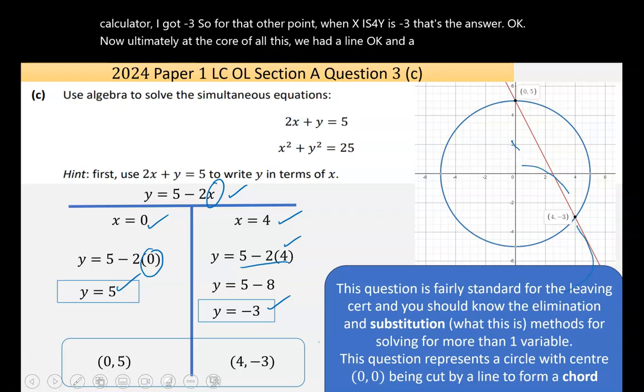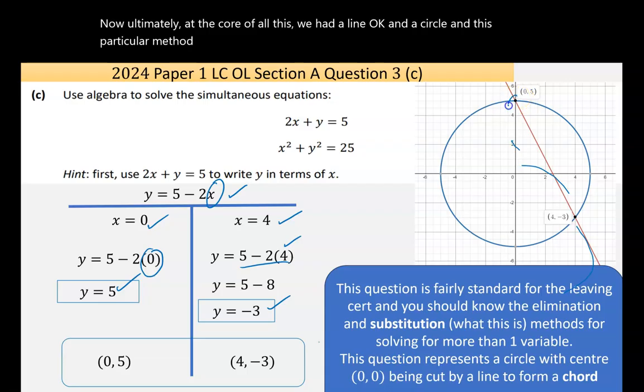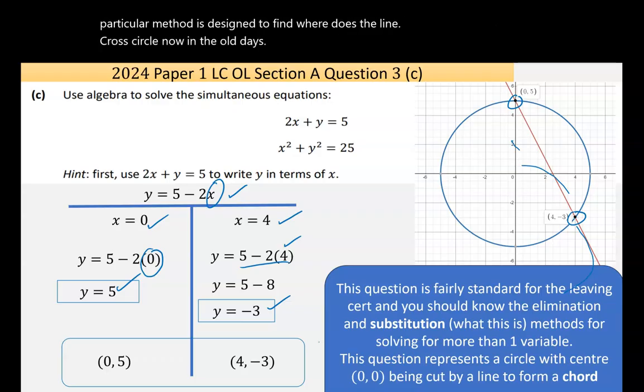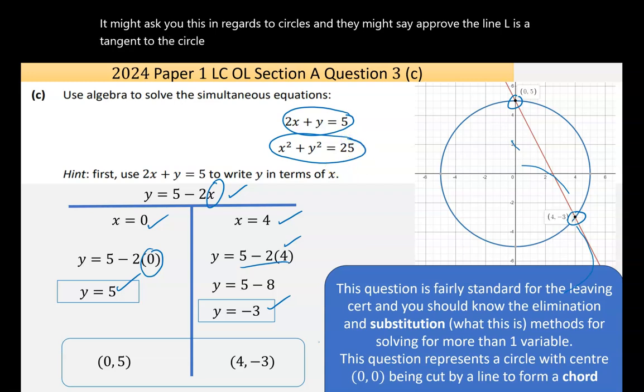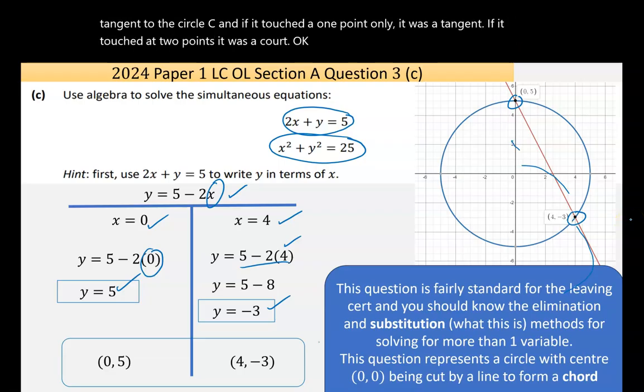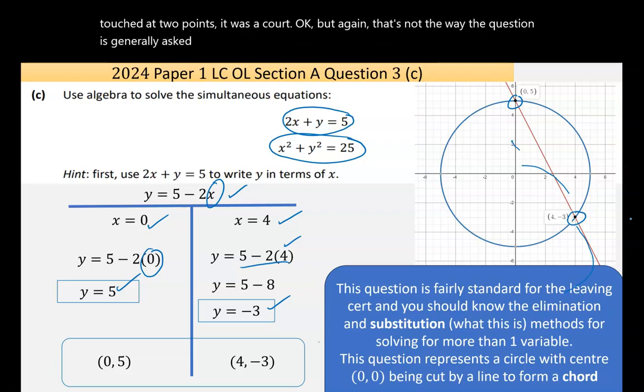And this particular method is designed to find where the line crosses the circle. Now, in the old days, they might ask you this in regards to circles, and they might say, prove the line L is a tangent to the circle C. And if it touched at 1 point only, it was a tangent. If it touched at 2 points, it was a chord. Okay, but again, that's not the way the question is generally asked anymore. But at the back of this, there is a practical thing that is or can be used.